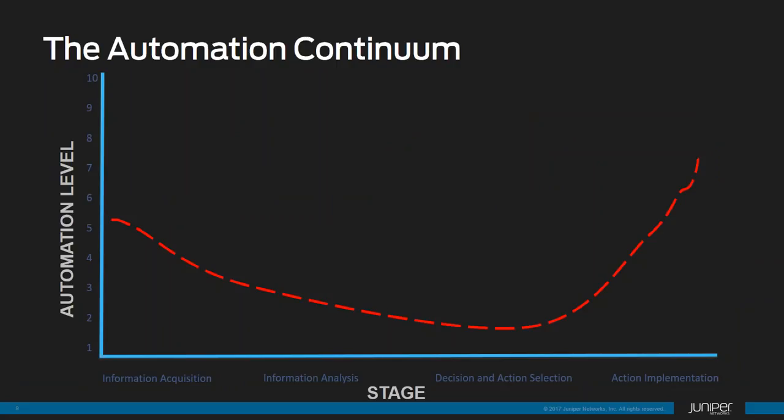So if we put this on a graph, this is what we call the automation continuum. Along the bottom we have the stages, and then we have the automation levels. This is human-driven automation. In information acquisition, you might run a script to gather information from devices, run op commands, get some state, maybe look at the configuration. But the information analysis and the decision and action selection are usually done by humans.